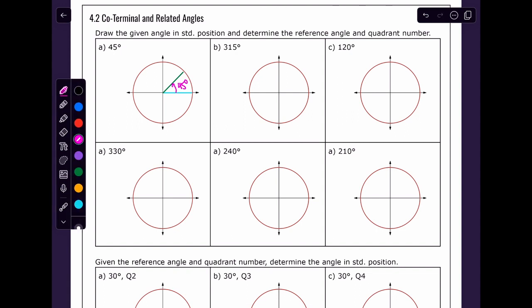Recall, our reference angle is the acute angle between the terminal arm and the x-axis. So this angle here. And so in quadrant 1, the standard angle and the reference angle are the same. So our theta is equal to 45 degrees. And our beta is also going to be 45 degrees.